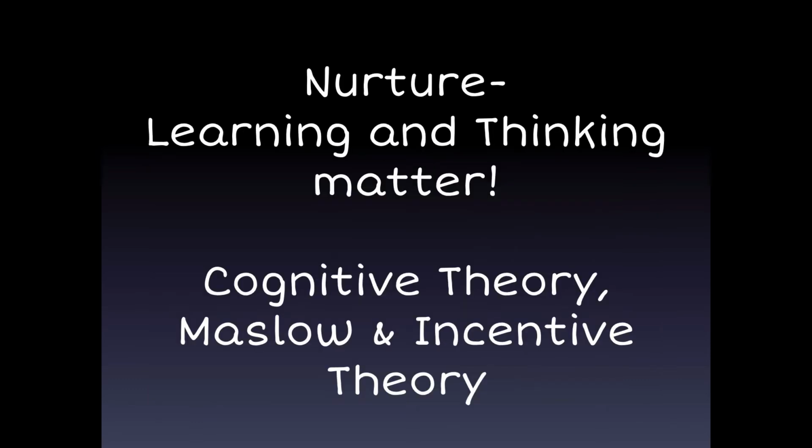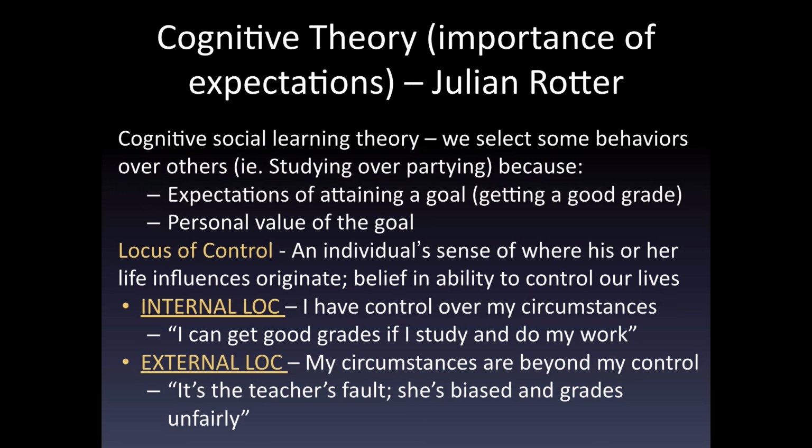Now we're getting into the nurture theories, or the learning and cognitive end of this. So cognitive theory talks about the importance of our expectations on our motivations. We might select some behaviors over others because we have an expectation that we're going to be able to attain a goal. Like I might choose studying over partying because I know that that's going to result in me getting a good grade. But our beliefs and our control over our circumstances can vary, not just from person to person, but even within a person.